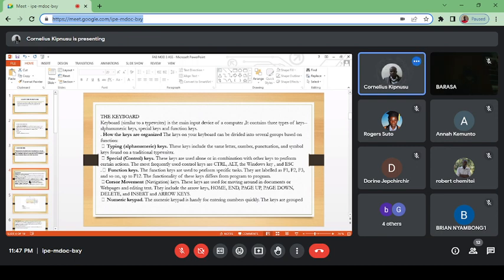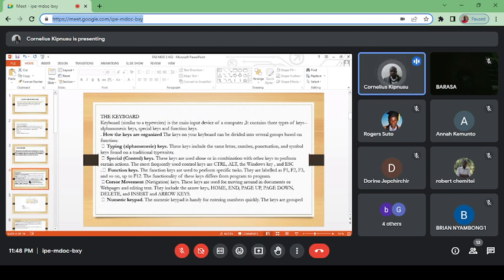How are the keys organized? The keys on your keyboard can be divided into several groups based on their functionality. Class, are we together? Yes. We are saying the keys are divided into several groups based on their functionality. Number one, we have got typing or alphanumeric keys.